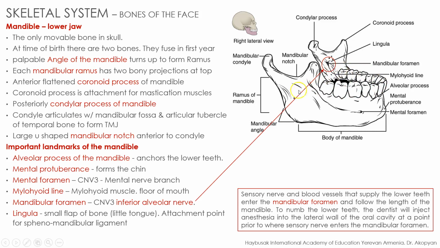The last part is the lingula, which is also known as the little tongue. It's a small flap of bone. That is the attachment point for the sphenomandibular ligament.